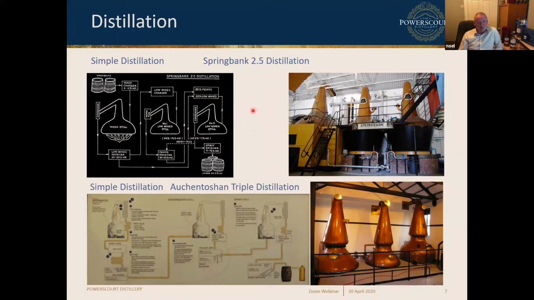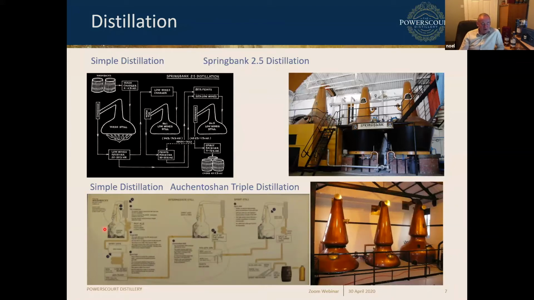And then we look at the simple third triple distillation, and I've just thrown this one in here just to be awkward because this is a Scotch. Auchentoshan, a nice distillery outside of Glasgow, they triple distill. And again, if you look at the schematic, I'm afraid this isn't awfully clear because I took a picture of a picture, if you know what I mean.